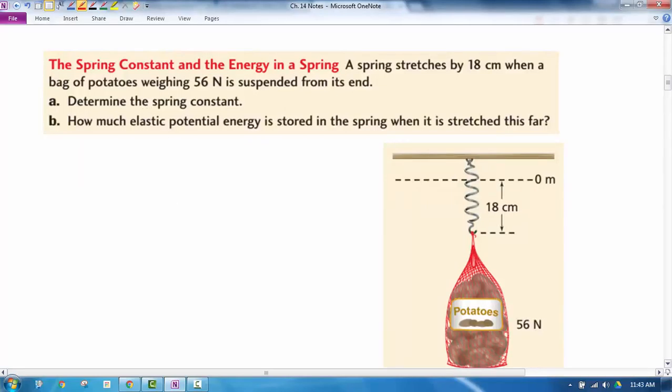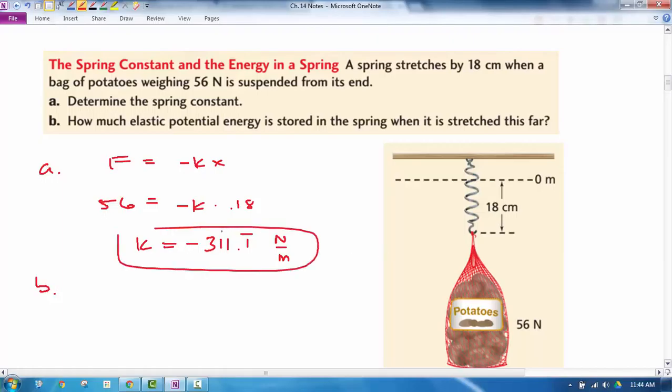Let's do an example problem then. This says a spring stretches 18 centimeters when a bag of potatoes weighing 56 newtons is suspended on it. Determine the spring constant. So we know F equals negative kx, and we can use that. It's stretched 18 centimeters, which is 0.18 meters, and we know the force that's put on it is 56 newtons. So we'll just solve this for k, and that gives 311.1 repeating newtons per meter.